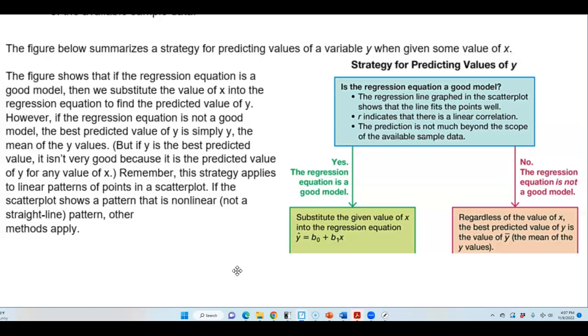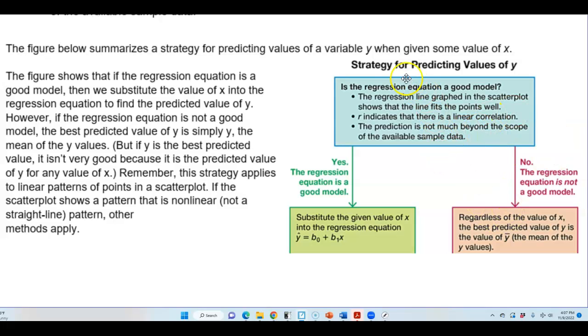But if ȳ is the best predicted value, it isn't very good because it is the predicted value of y for any value of x. Remember, this strategy applies to linear patterns of points in a scatter plot. If the scatter plot shows a pattern that is non-linear, not a straight line pattern, other methods apply.